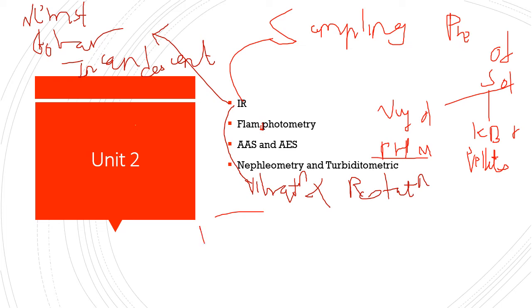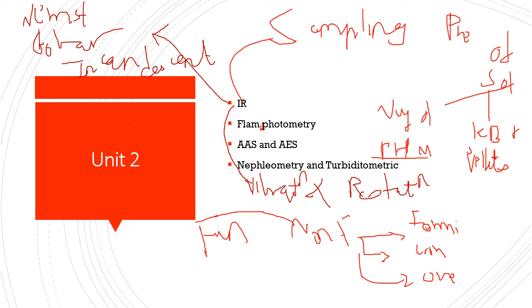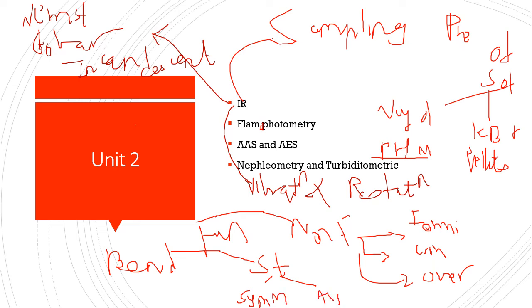Here we'll see there are two types of vibrations: fundamental and non-fundamental. Non-fundamental, you have Fermi resonance, combination, and overtone. Fundamental, you have two types, bending and stretching. Stretching, you have again two types, symmetrical stretching and asymmetrical stretching. In bending, you have two types, in-plane and out-of-plane.